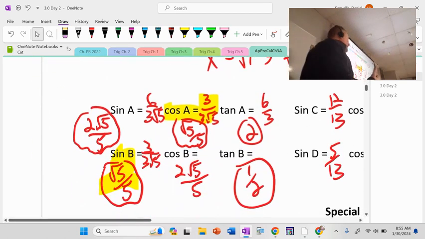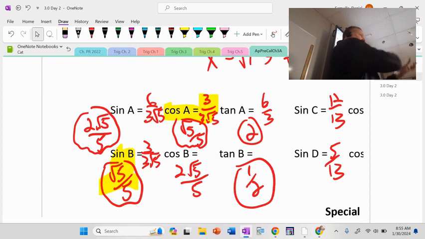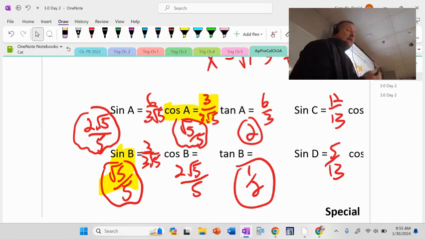So there is an identity that says sine of an angle equals cosine of its complement. I mean, it's really because of the sides just being flipped, who I put over what. So then the cosine of B should be the same as the sine of A, and it is.